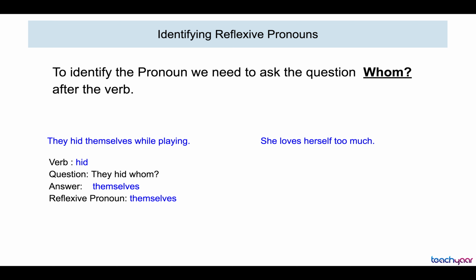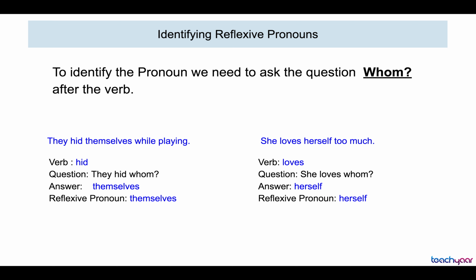Let's look at the second example. She loves herself too much. First look for the verb, loves. What's the question we will ask? She loves whom? And because it's a reflexive pronoun and the reflexive pronoun is related to the subject, therefore the answer is she loves herself. So herself is the reflexive pronoun.